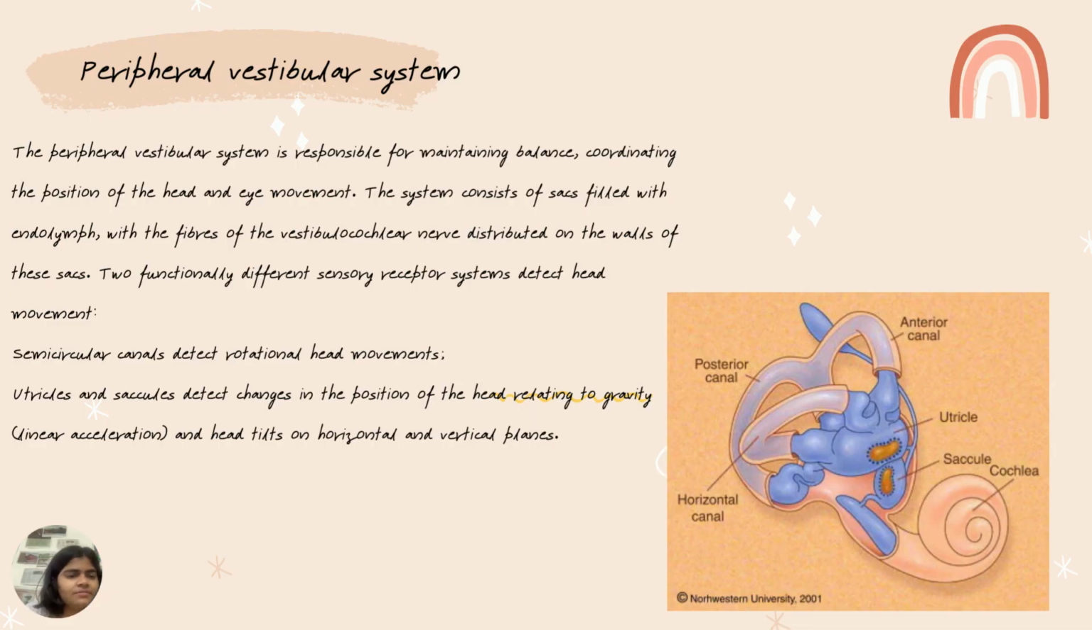The peripheral vestibular system is responsible for maintaining balance and coordinating the position of the head and eye movements. It consists of cell clusters within the fibers of the vestibular nerve distributed on the walls of the labyrinth, and they have two functions. The semicircular canals detect rotational head movements, and the utricle and saccule detect changes in the position of the head relative to gravity. These two were the parts of our inner ear.